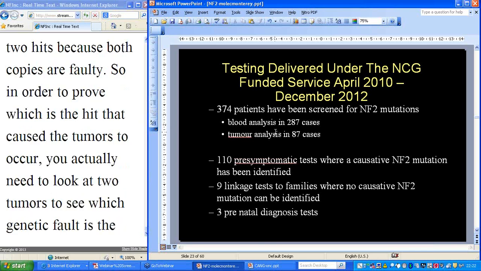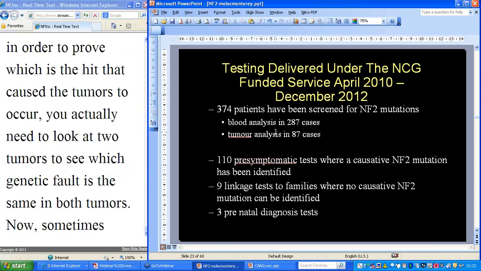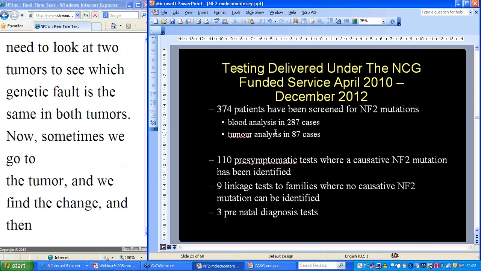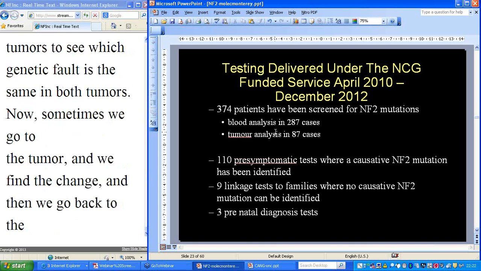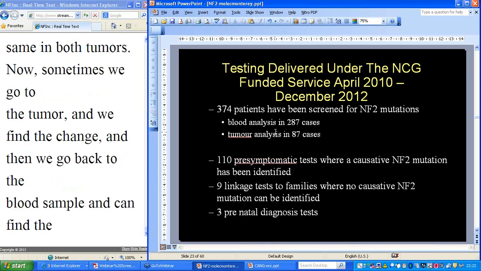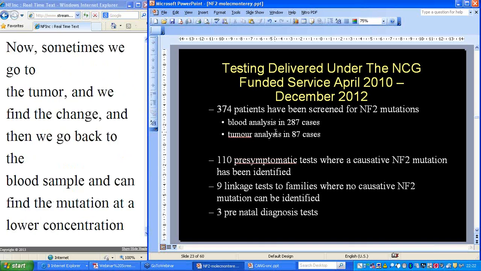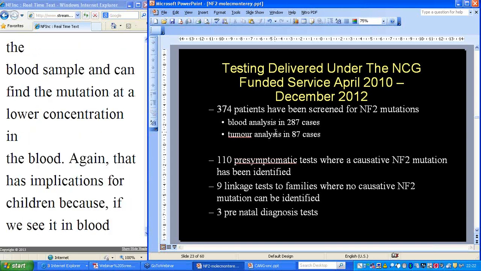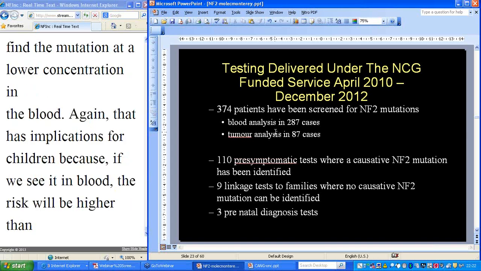Now, sometimes we go to the tumor and we find the change, and then we go back to the blood sample and can find the mutation at a lower concentration in the blood. And again, that has implications for children, because if we see it in blood, the risk will be higher than if we can only find it in tumors.